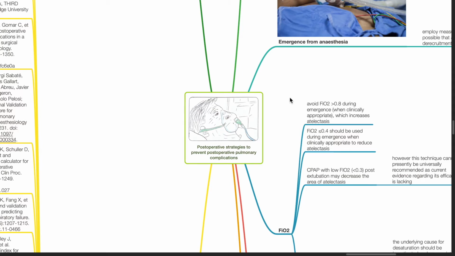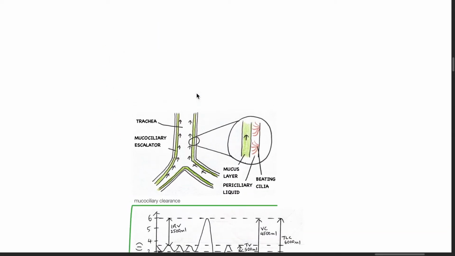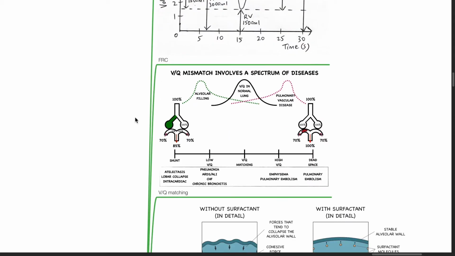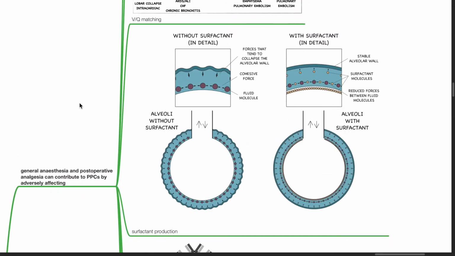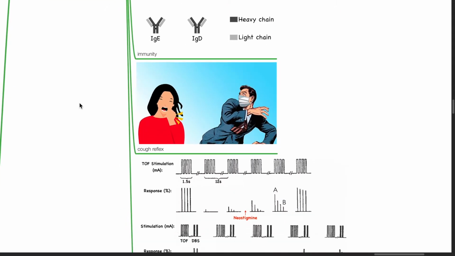Today we'll be discussing post-operative strategies to prevent post-operative pulmonary complications. General anesthesia and post-operative analgesia can contribute to PPCs by adversely affecting mucociliary clearance, FRC, VQ matching, surfactant production, immunity, cough reflex, and muscle power.